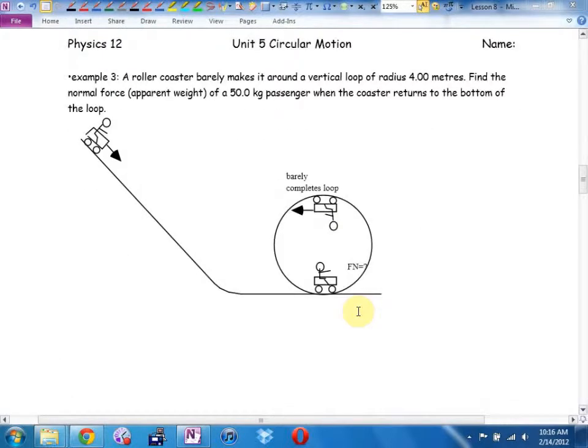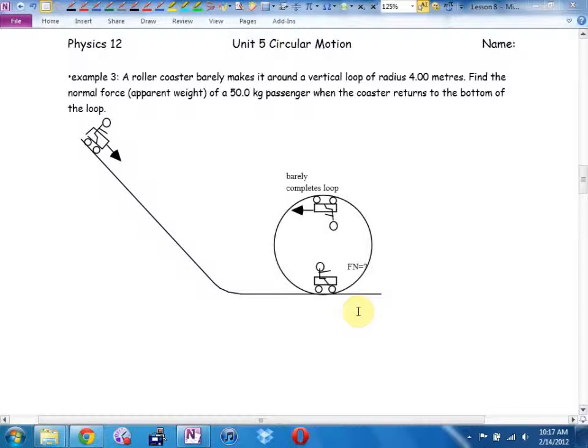Example 3. This is why I skipped example 1. Example 3 is actually a nicer question, an introduction to a roller coaster loop. A roller coaster barely makes it around a vertical loop of radius 4 meters. Find the normal force of a 50 kilogram passenger when the coaster returns to the bottom of the loop.